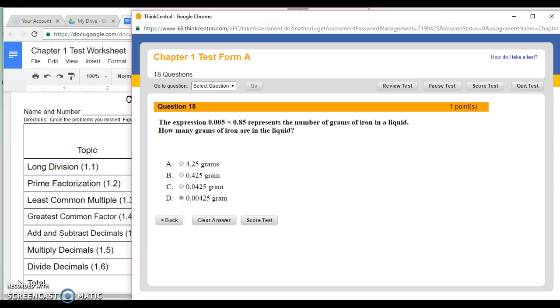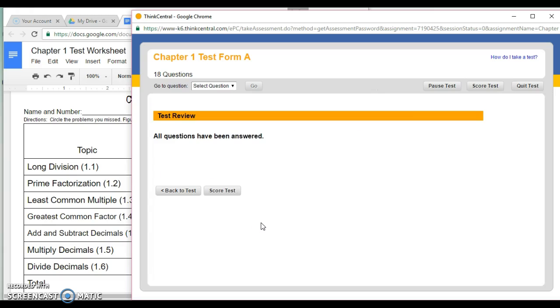All right, so I have completed the test. I've done every problem. I've showed my work on every square, and I'm about ready to score the test. So I'll click score test. All questions have been answered. If I skipped a problem, then I can click it and go back to it.